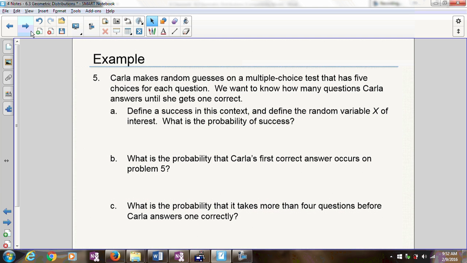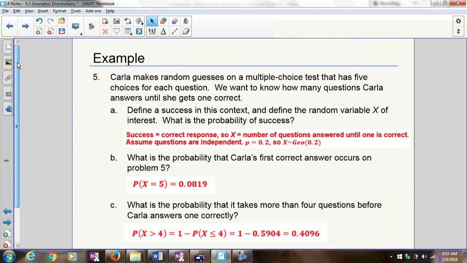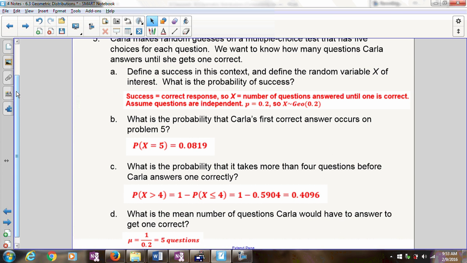And finally, the last question. Carla makes random guesses on a multiple choice test that has 5 choices for each question. We want to know how many questions Carla answers until she gets one correct. So a success in this case would be getting a correct response. Since x represents the number of questions answered until we get one correct, as long as we assume that the questions are independent and her probability of success, which in this case would be 20%, since there are 5 answer choices and only 1 is correct, this would be a geometric distribution with a probability of success of 0.2.